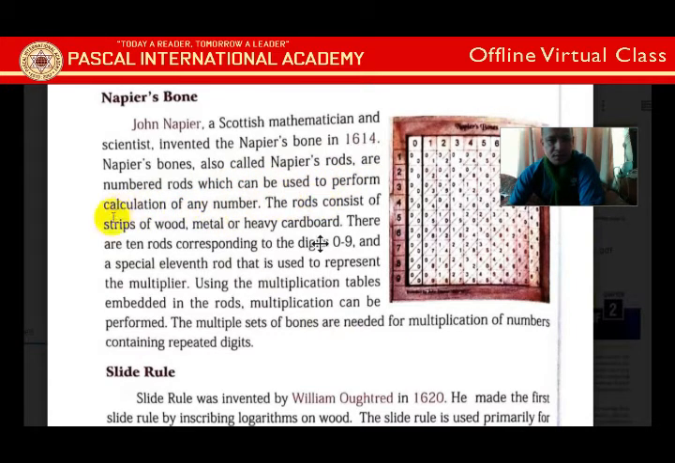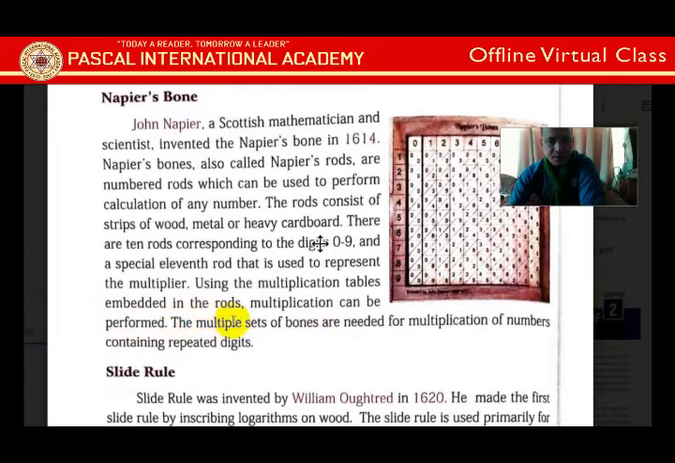The rod consists of strips of wood. Okay, these rods, this strip, are made up of wood, metal or heavy cardboard. There are 10 rods corresponding to the digits 0 to 9, and a special 11th rod that is used to represent the multiplier. Using the multiplication table embedded in this rod, multiplication can be performed.